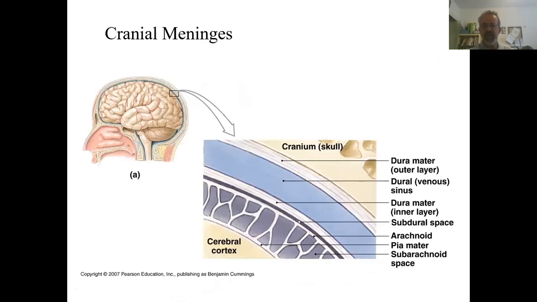And this is just another view of it. Here is the dura mater. Remember I mentioned there are two parts to it, the outer layer and the inner layer. Then we've got the arachnoid. And then this space is the subarachnoid space, this area right there. And then there's the pia.